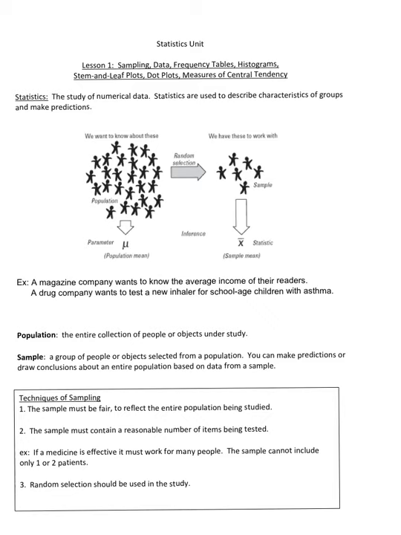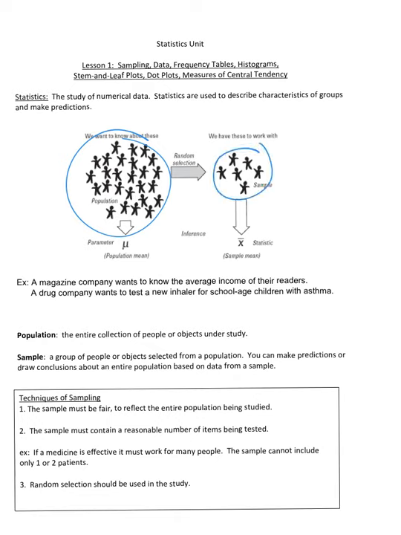Hi guys, so today we're starting a new unit on statistics. Statistics is the study of numerical data and we use it to describe characteristics of groups and to make predictions about those groups. So you want to make a prediction about a population of people. By doing that, you can't possibly test the whole population, so you test what's called a sample. It's a smaller group of that population.